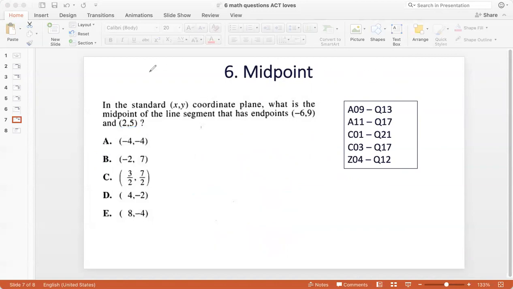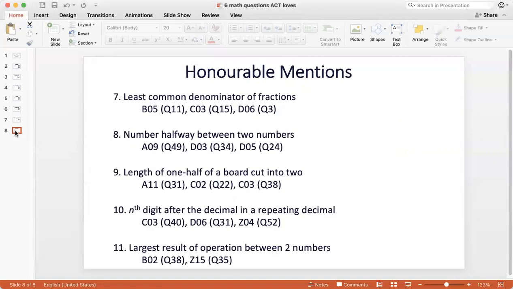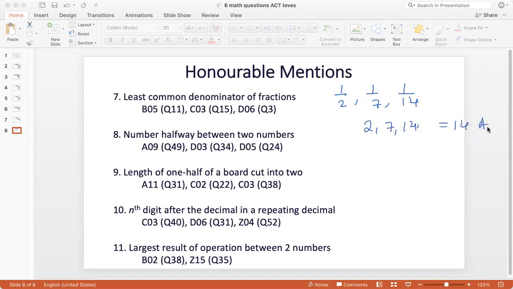Right, so these were the 6 question types where I found a number of questions repeated, but there are some honorable mentions as well. The least common denominator of fractions, this question occurred 3 times. This question looks like, what is the least common denominator of fractions like 1 by 2, 1 by 7, and 1 by 14, right? So you basically have to find the least common multiple of these denominators. The least common multiple of 2, 7, and 14 would be 14. So that would be my answer.